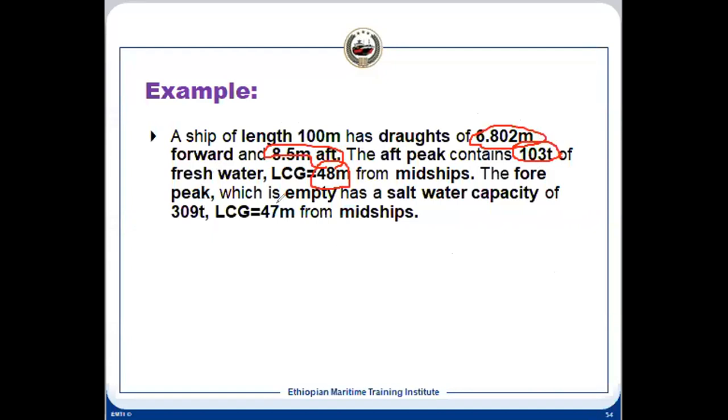Now the forepeak tank is empty and it has a salt water capacity of 309 tons and LCG is 47 meter. It means what the aft peak tank is having is fresh water, whereas the mass can be added in the forepeak tank. It is 309 tons, the maximum capacity, but it is the salt water capacity. It means, what does it mean? Tell me, if we fill up this tank with fresh water, will it be 309 tons or less?